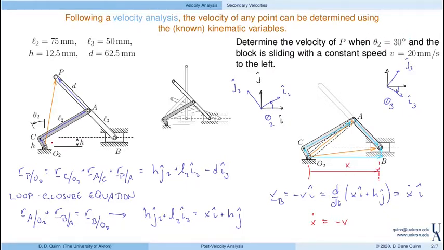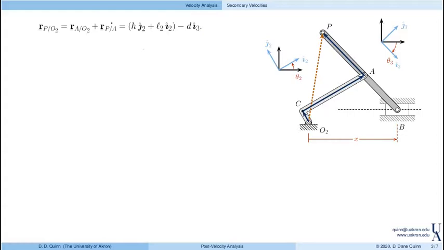So I want to know what's going on at P when this link is inclined at an angle of 30 degrees and this block is moving to the left at 20 millimeters per second. Now, this problem asks for velocity of P. And again, P is here at the end of this bar. So before we really get into it, let's figure out how we would represent the velocity of P once we know everything. Again, this is the position of P with respect to O2, and it's given by this orange vector, and we're going to write that in terms of link 2 and then link 3.